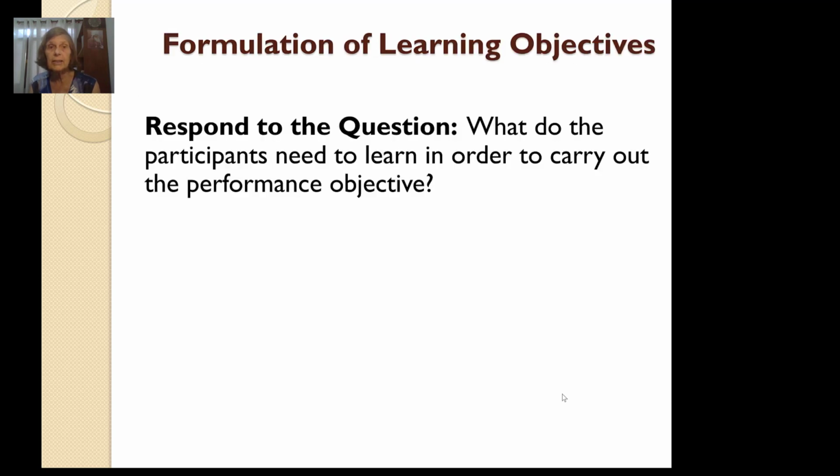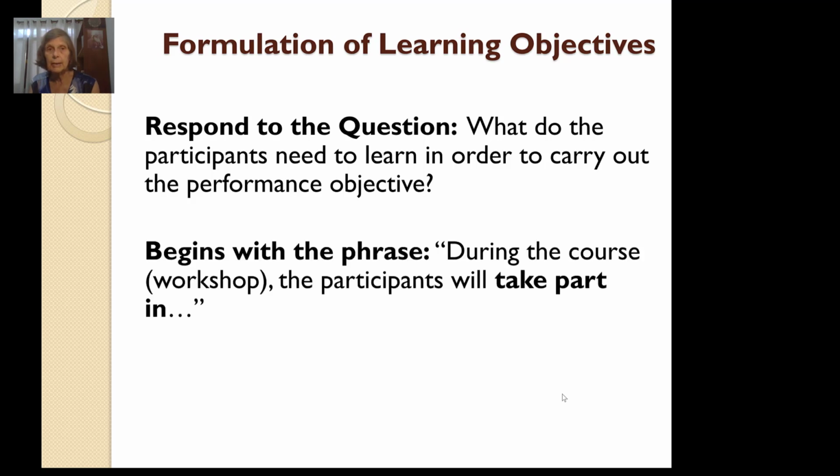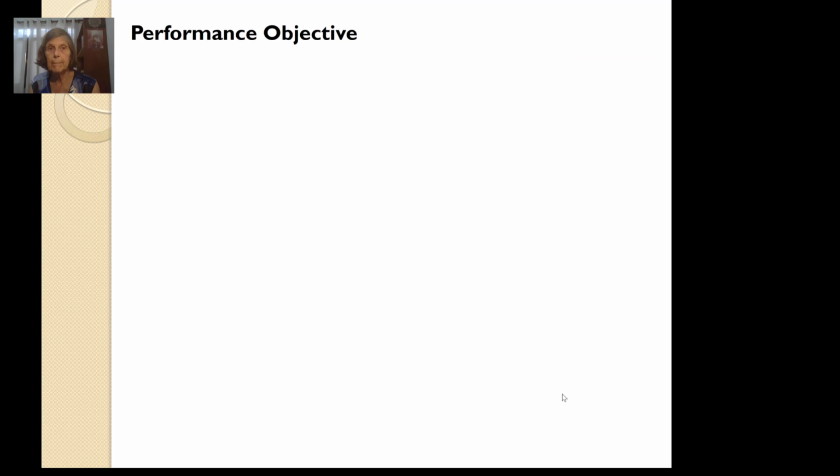In order to formulate learning objectives, we ask ourselves the question, what do the participants need to learn in order to carry out the performance objective? A learning objective begins with the phrase, during the course or the workshop, the participants will take part in, and then we describe the objective. Again, to write the objective, we use active, observable verbs.